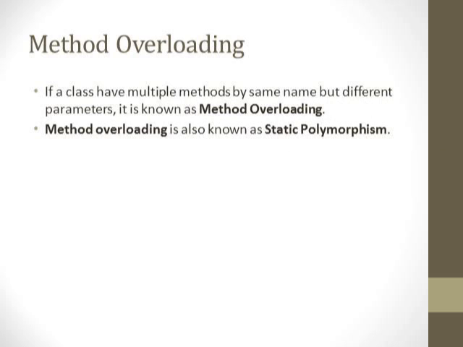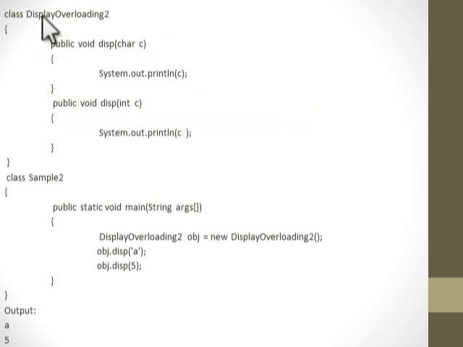Let's see the example of method overloading. Class DisplayOverloading2 has two methods. In the first method, we pass character c. In another method, we pass integer c. Here, both method names are the same but different parameters are passed. It's called method overloading.